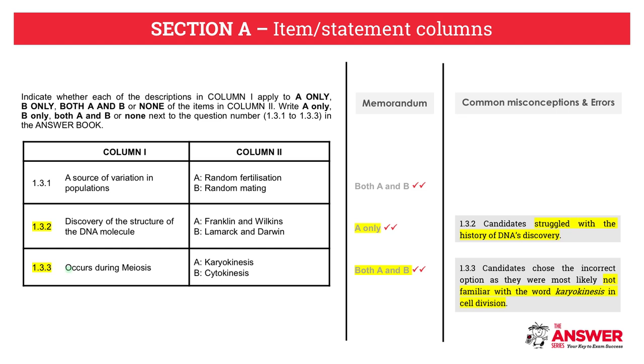Question 3, occurs during meiosis, is both karyokinesis and cytokinesis, as we looked at in the previous video on the general comments. Candidates chose the incorrect option as they were most likely not familiar with the word karyokinesis in cell division. So it's important to unpack that term for learners, that karyo means kernel in Latin and kinesis means to split. So karyokinesis is the division of the nucleus.